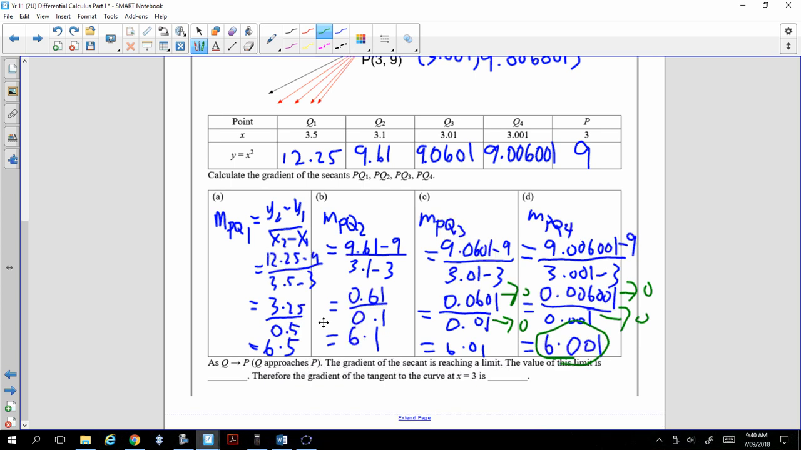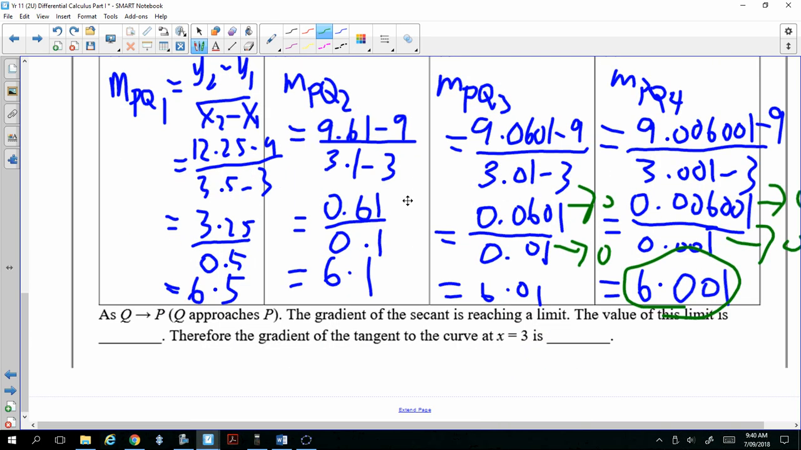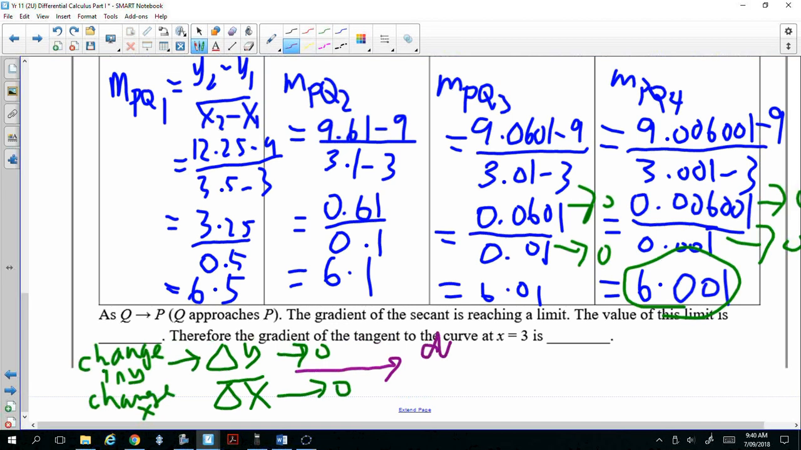This is the change in y over the change in x, right? And both of these are going to approach 0. But when they approach 0, the ratio does not approach 0. The ratio approaches dy over dx, that's why the dy over dx comes from the gradient. Yes? Okay. All right, let's fill this up.